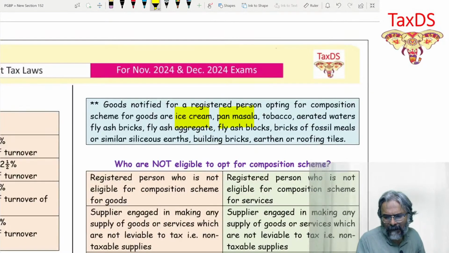Ice cream, pan masala, tobacco, aerated waters, bricks. All these are bricks, blocks, which are used for hitting a person, and tiles.